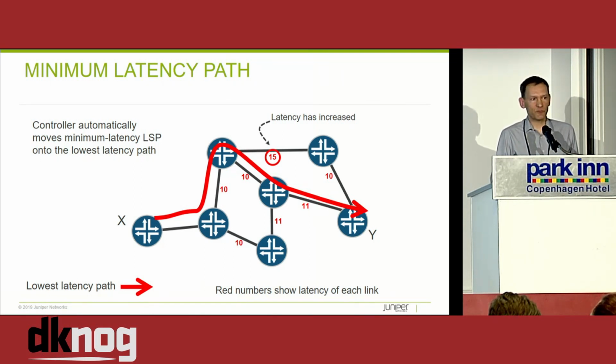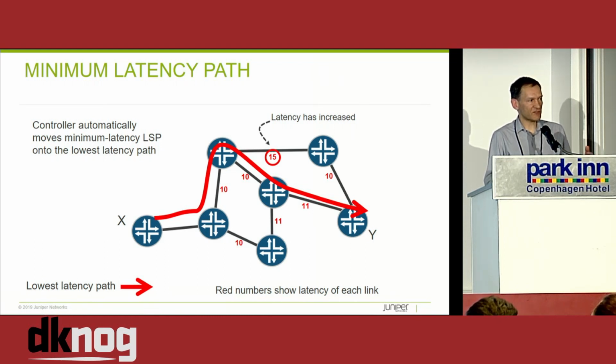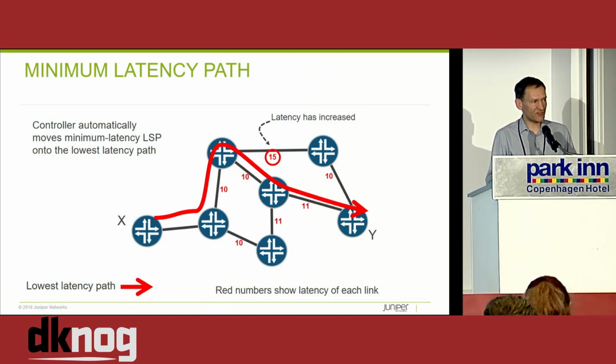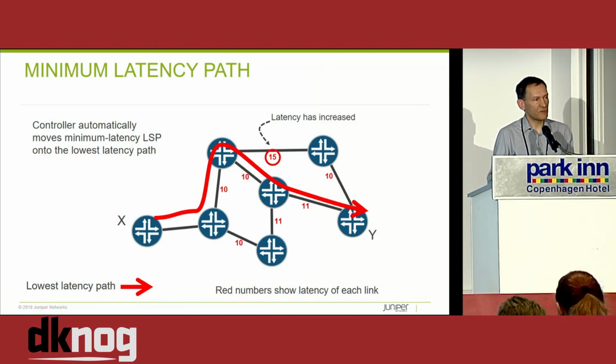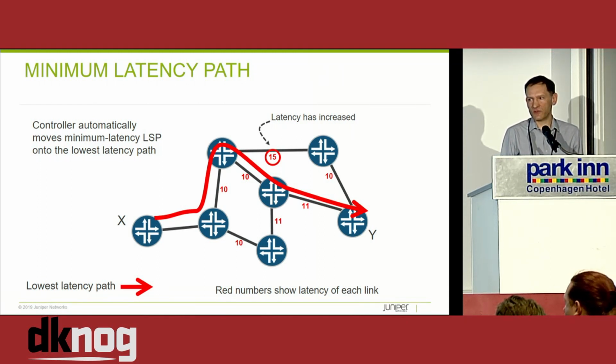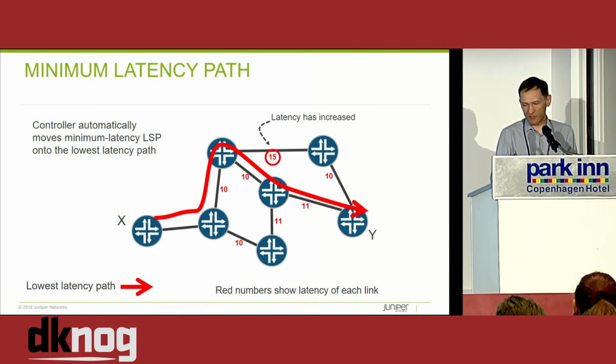A bit like the previous example, doing it manually is quite painful. You have to realize that the latency's gone up. You have to work out what now is the lowest latency path. You have to go onto the ingress router, put in a new set of hops to steer the LSP in the way you want, the now current lowest latency path. And having it done by the controller makes life a lot easier, as you can see.